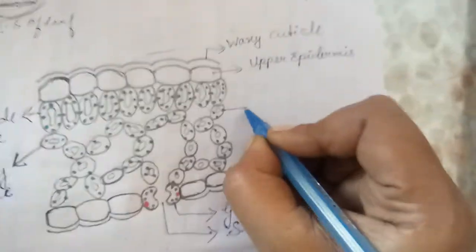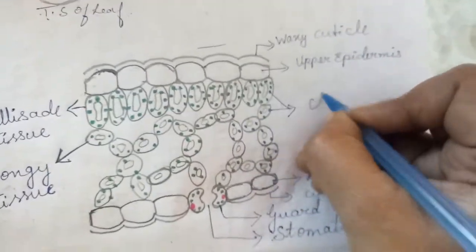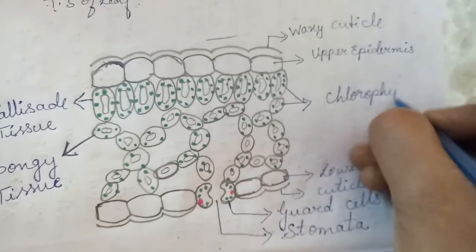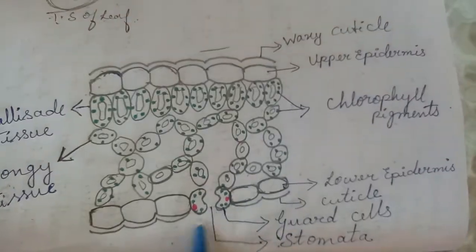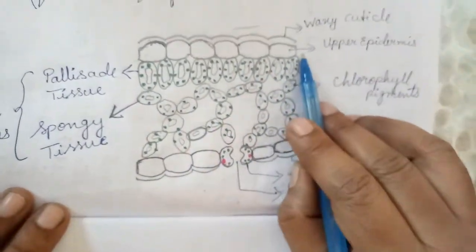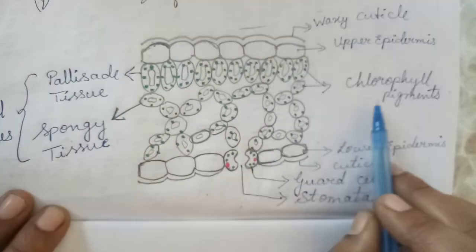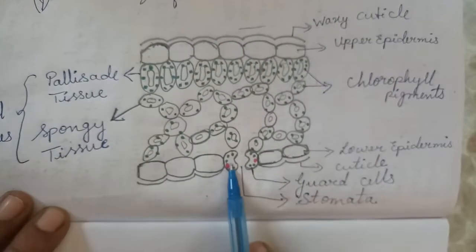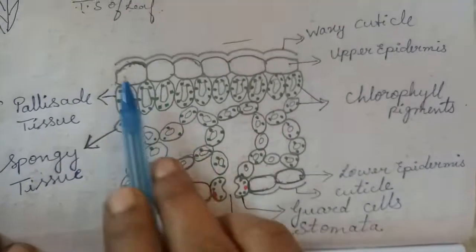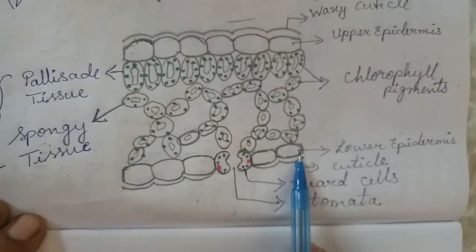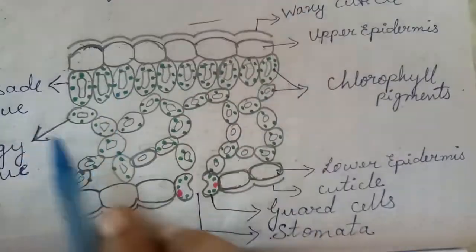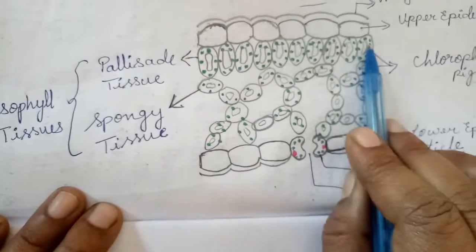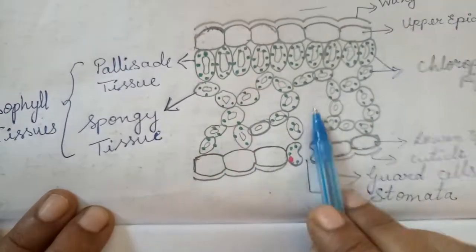And what are these green color dots which I have drawn here? These are the chlorophyll pigments. And in the epidermal cells, both upper epidermis and lower epidermis, the chlorophyll pigments are present only in the stomata. Just remember it. Epidermal cells lack chlorophyll pigments. That's very important, and it is covered by a waxy coating, a cuticle. The chlorophyll pigments are present only in the mesophyll tissue, and more in the palisade tissue, and very less in the spongy tissues.